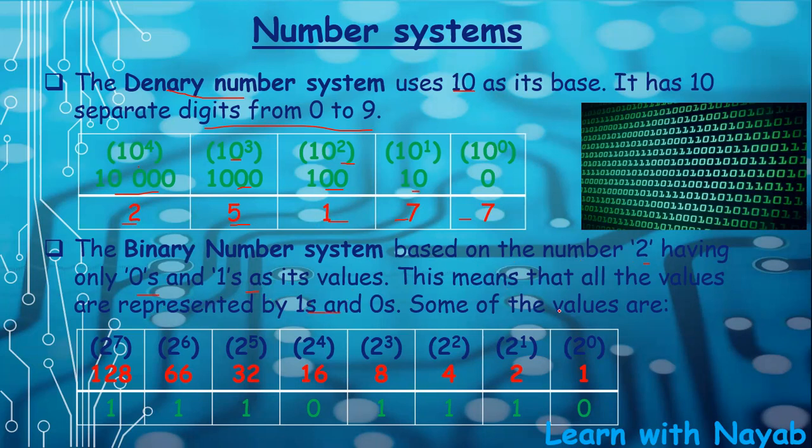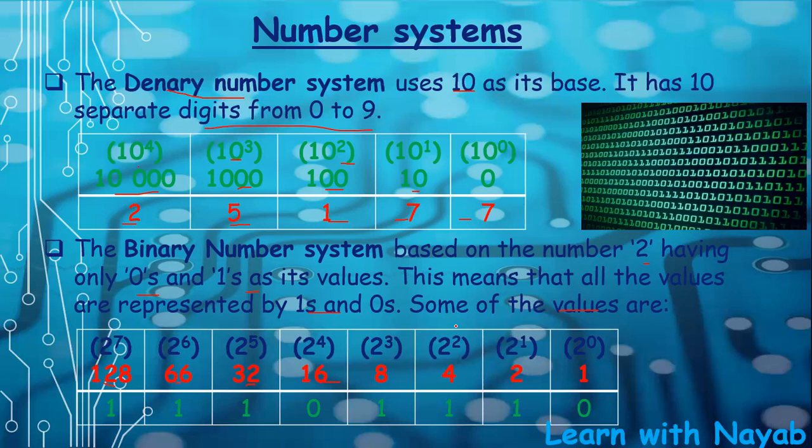Some of the values are, here you go: 2 power 0 equals 1, 2 power 1 equals 2, 2 power 2 equals 4, 2 power 3 equals 8, 2 power 4 equals 16, 2 power 5 equals 32, 2 power 6 equals 64, and 2 power 7 equals 128. These are all the powers of 2.